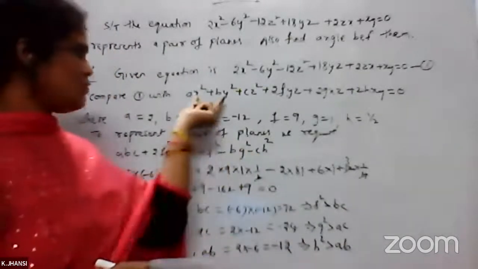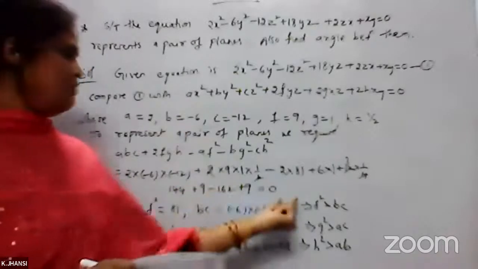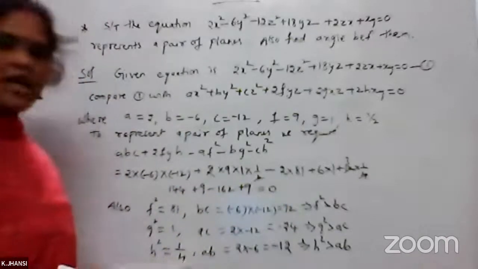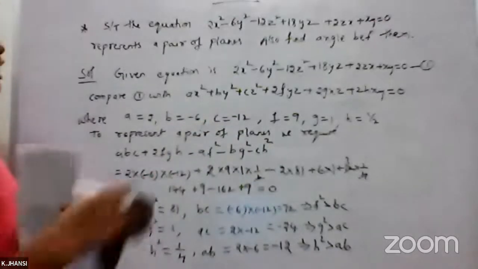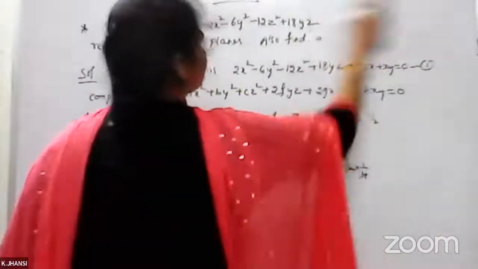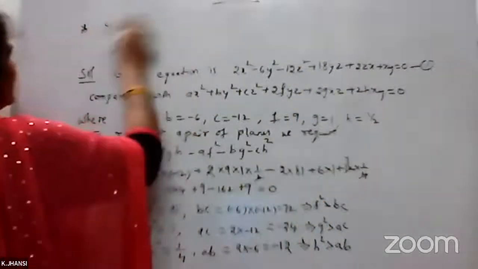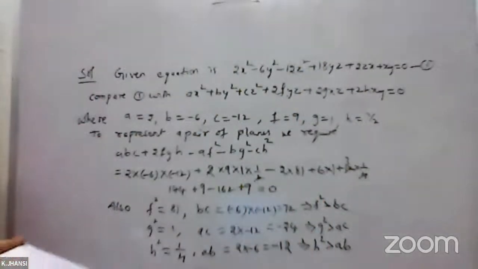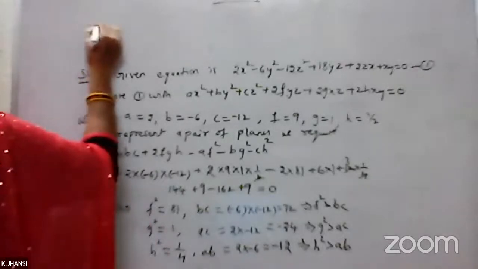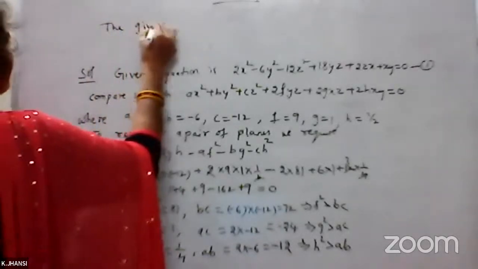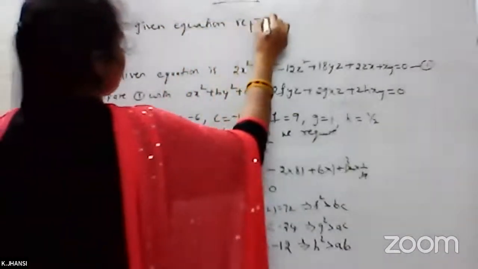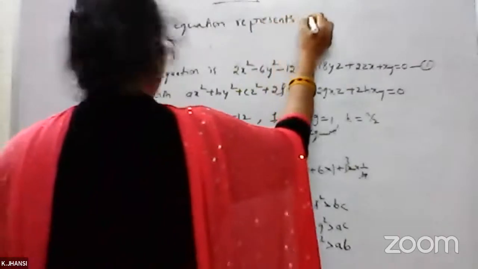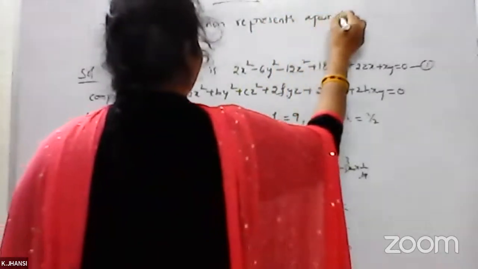So if it equals 0, we have to check the other three conditions. If the three conditions are satisfied, then the given equation represents the pair of planes. So here you write: therefore the given equation represents a pair of planes. So this is the first part we have completed.